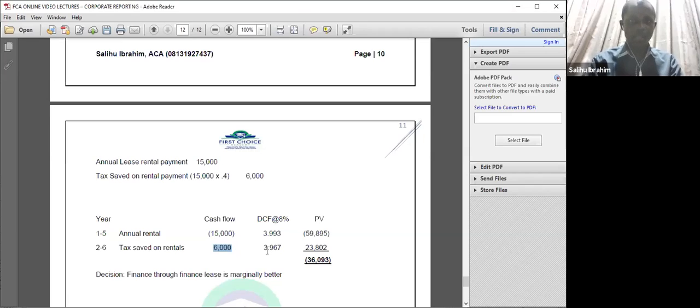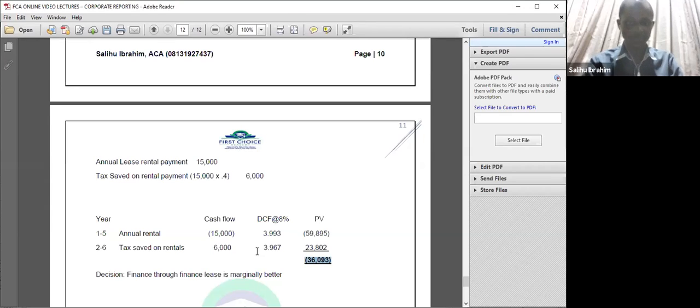So discount factor at 3.967. I believe you know how to compute that. You compute discount factor of year 1 to 6, then you compute discount factor of year 1. Deduct discount factor of year 1 from discount factor of year 1 to 6. The balance is discount factor year 2 to 6. That's how we have our 3.967. And when you multiply by this, we have 23,802. So if we finance through operating lease, this is the amount of NPV.